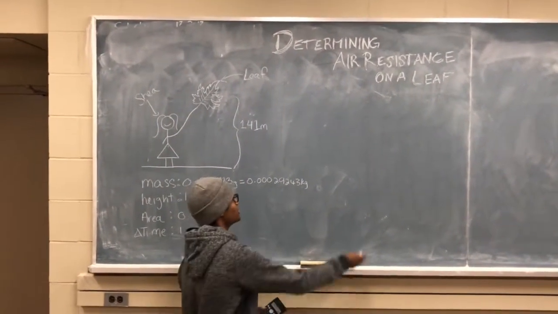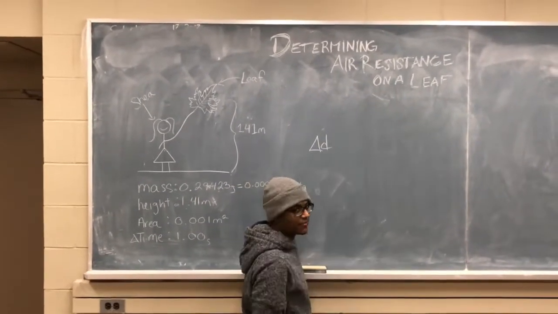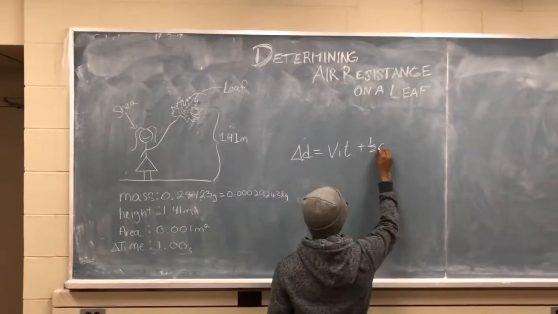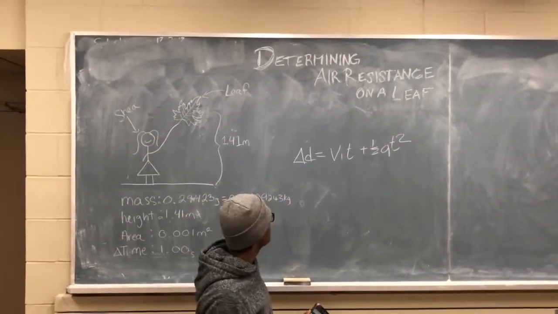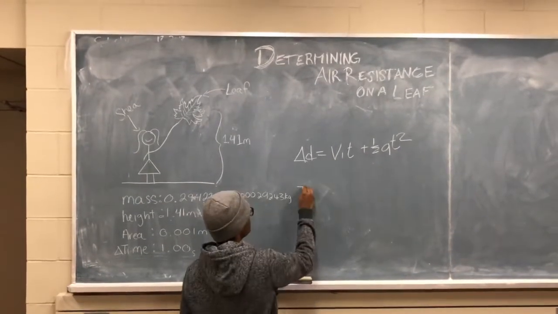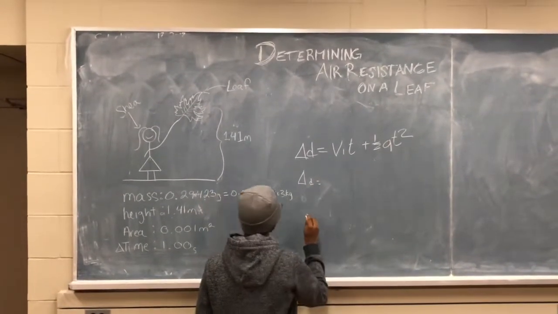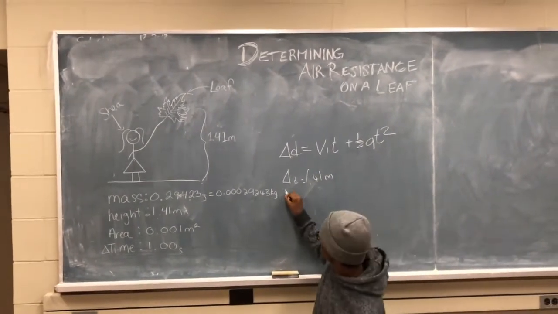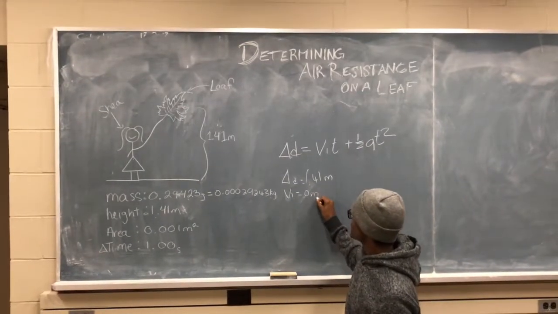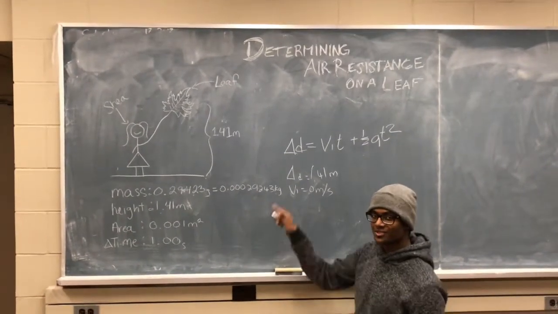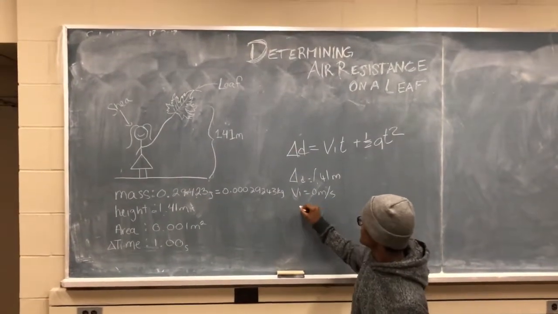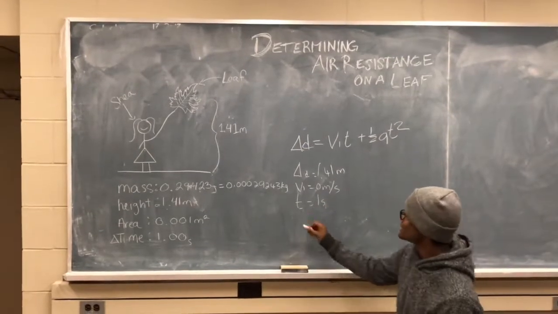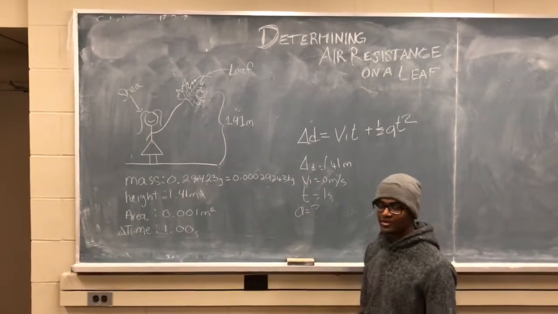So the equation we're going to use here is delta D, which is the difference in distance, which in this case is 1.4 meters, equals initial velocity times t plus half the acceleration times t squared. The knowns in this question are the delta D, which is 1.4 meters, and we know the initial velocity to be 0 meters per second, because we dropped it from rest. The time it took to drop was 1 second, which makes the calculations easy. What we're solving for is acceleration, because we don't know it yet.